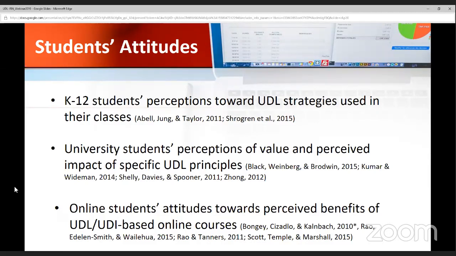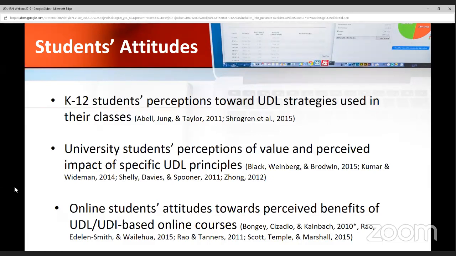That also included university students, students with and without disabilities in different studies, and their perceptions on the value and the perceived effectiveness of UDL strategies. So asking students, do you feel like you did better in this course because of the UDL strategies that the instructor used? And then the perceptions of online students on their perceived benefits of UDL or UDI.